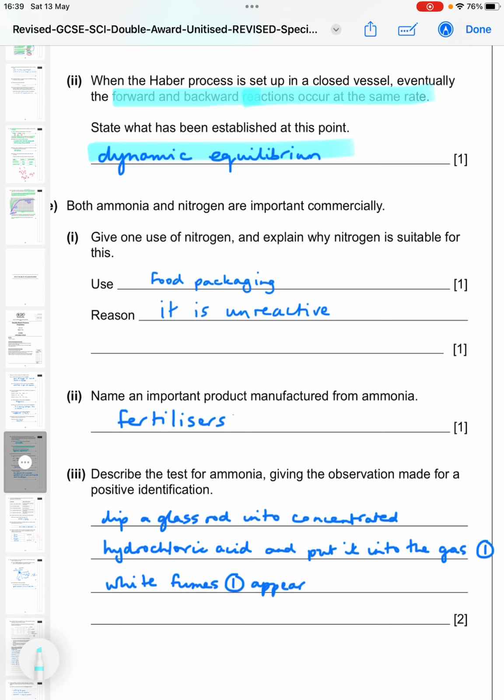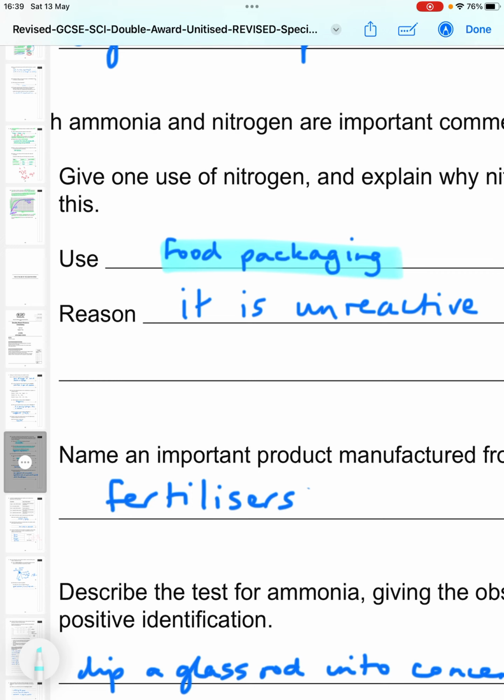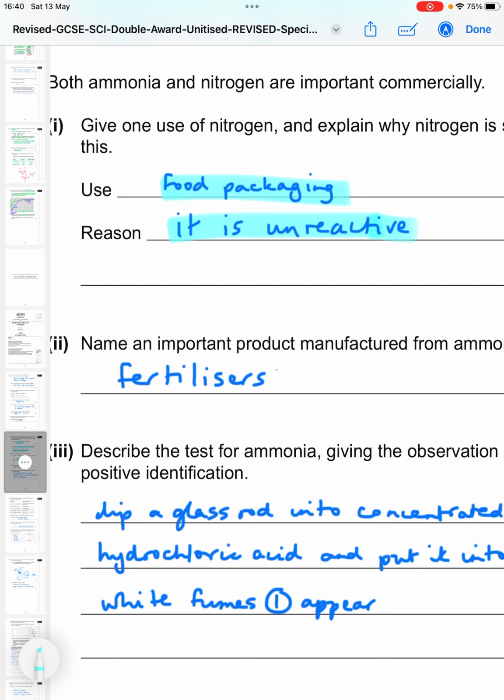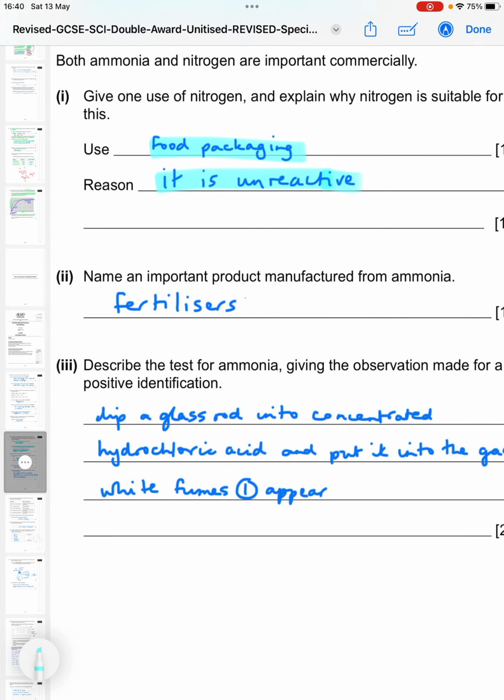So both ammonia and nitrogen are important commercially. Give one use of nitrogen and explain why nitrogen is suitable for this. So it's used in food packaging. And the reason for that is it's unreactive. So things like your Pringles tubes or other bags of crisps or coffee, things which you don't want to spoil and are quite delicate, can be packed in a protective atmosphere of nitrogen. And once the oxygen is removed and replaced with nitrogen, then none of the bad bacteria can grow that would spoil the food.